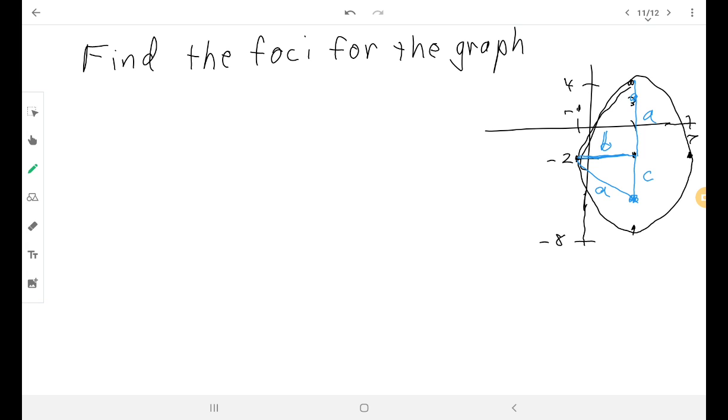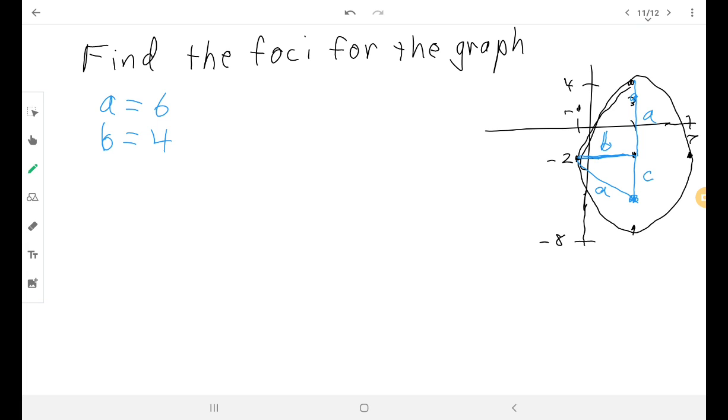And so I can count or calculate what A is. A goes from the center out to a vertex. So it travels from -2 up to 4, which is a distance of 6. B is from the center to a co-vertex or a minor vertex. So it travels from 3 to -1, which is a distance of 4.